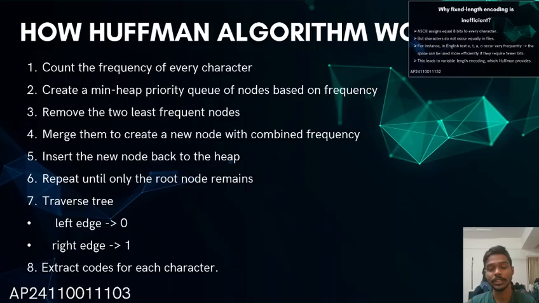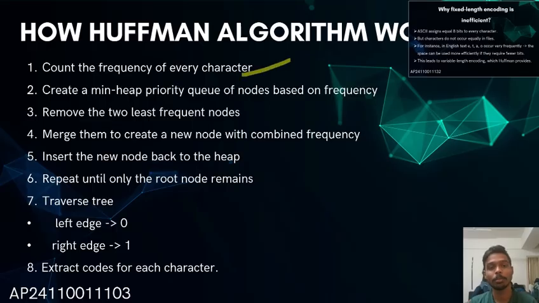The first thing we do is count how many times each character appears in the text. Characters that appear more often are more important in compression because reducing their representation saves more space. Now let's discuss the second step.